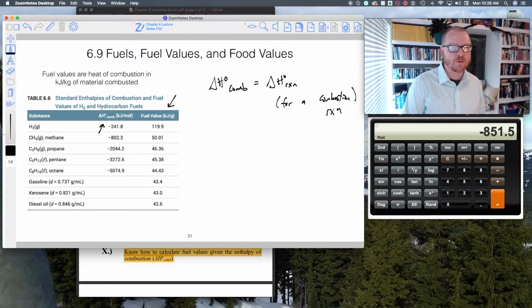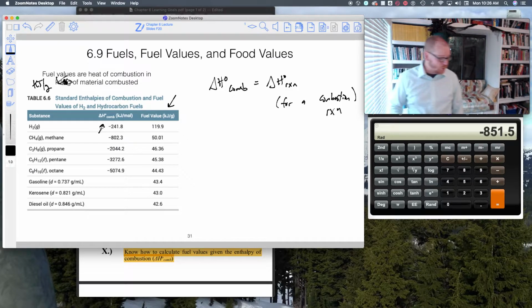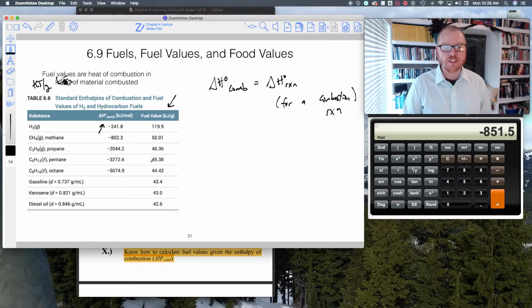And so let's see, oops, and kilojoules per gram, I just noticed that. Typo, kilojoules per gram. And so that's the kilojoules per gram of heat released, okay? So this is very straightforward to interconvert these two things. So for example, with methane, this negative 802.3 kilojoule per mole, okay, I can easily convert that into its fuel value by the following.